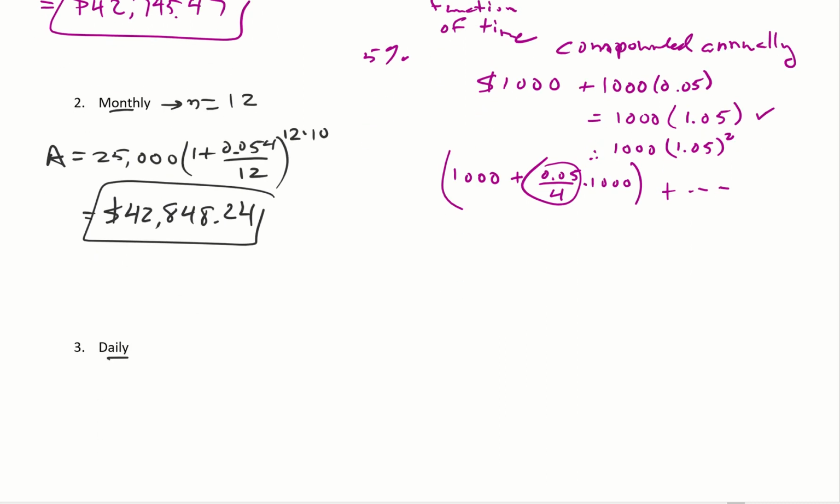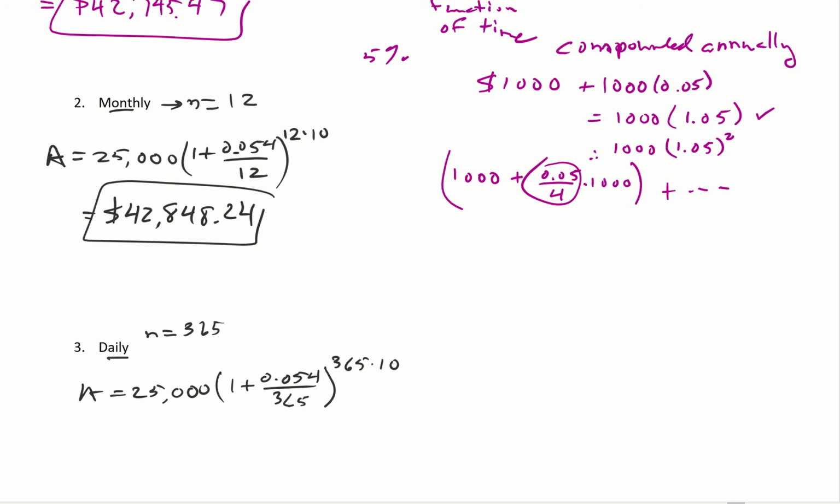And the last one, daily, the amount would be equal to, once again, and it gets kind of redundant, right? Do you understand what we're doing here? It's 1 plus 0.054. This time, daily is what? N is 365 days in a year. So 365, but then 365 times 10 over here. So let's put that last one in. 25,000. This time you're dividing this guy by 365. And over here, the power is what? 3650.